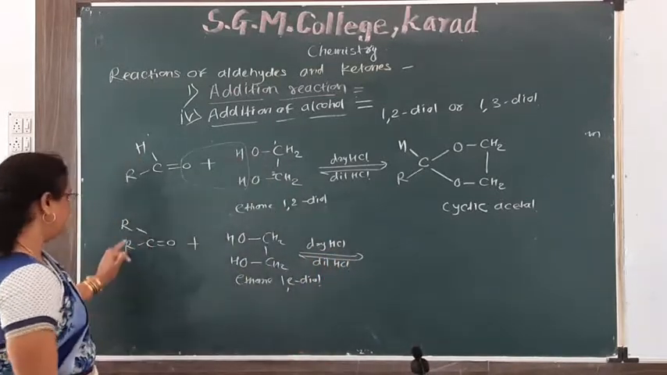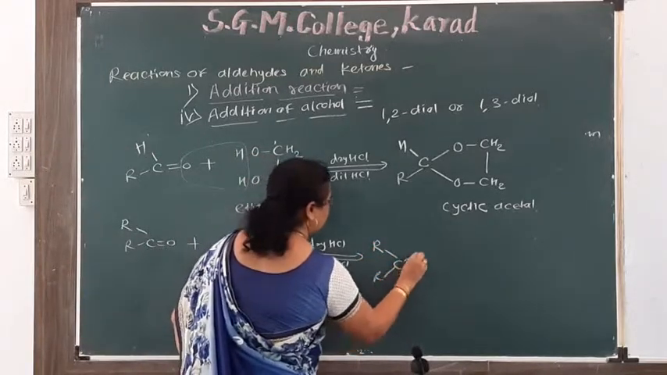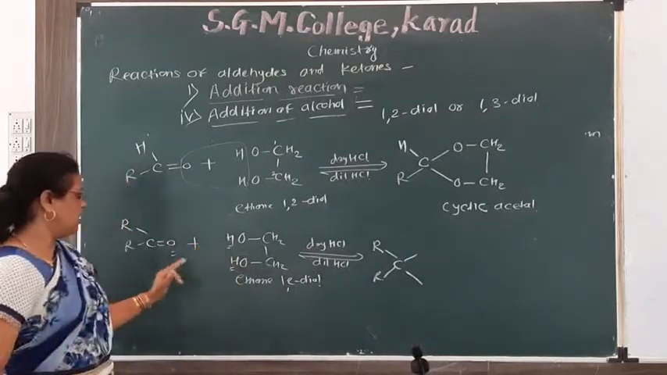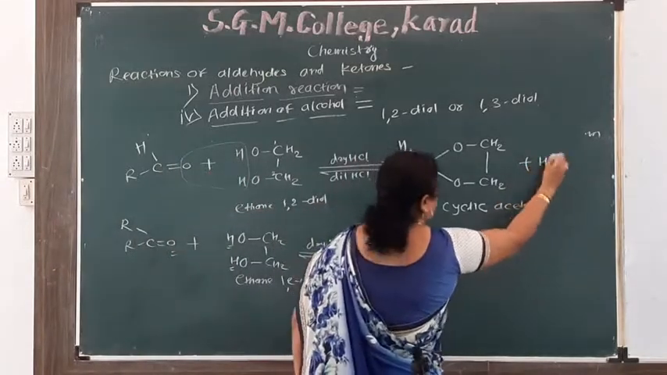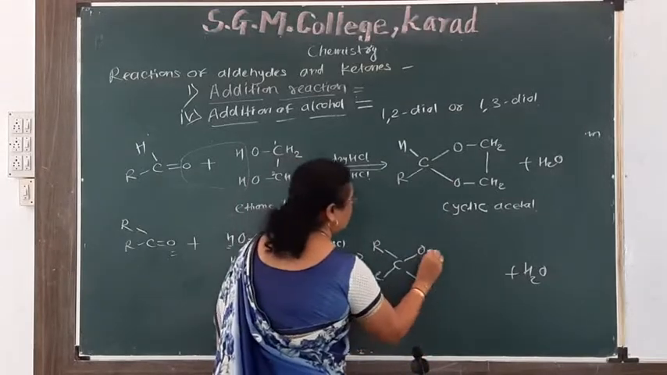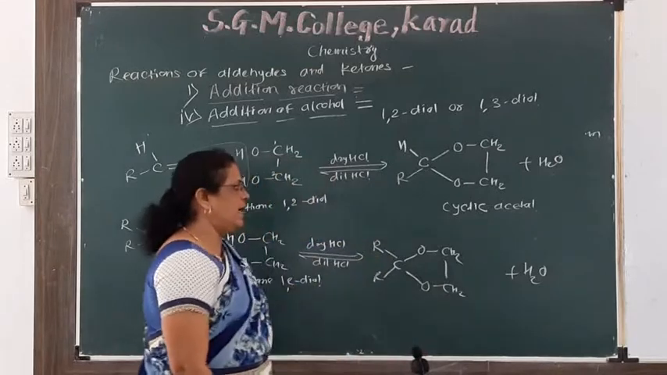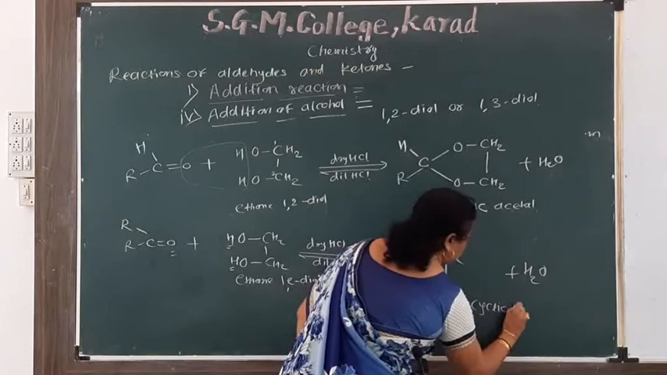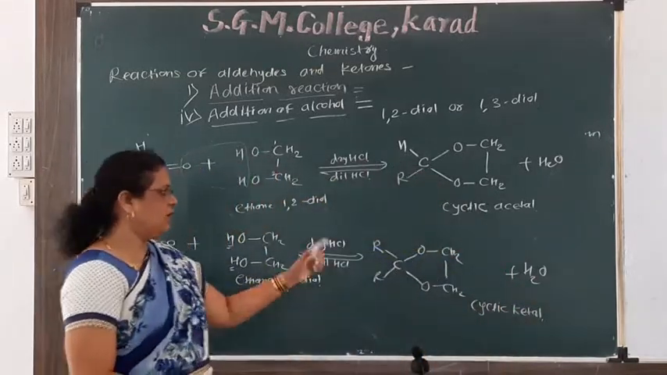Then we get here RCR'. Then this O, this hydrogen, we get here water molecule plus H2O. Then O, CH2, and this is known as cyclic ketal.